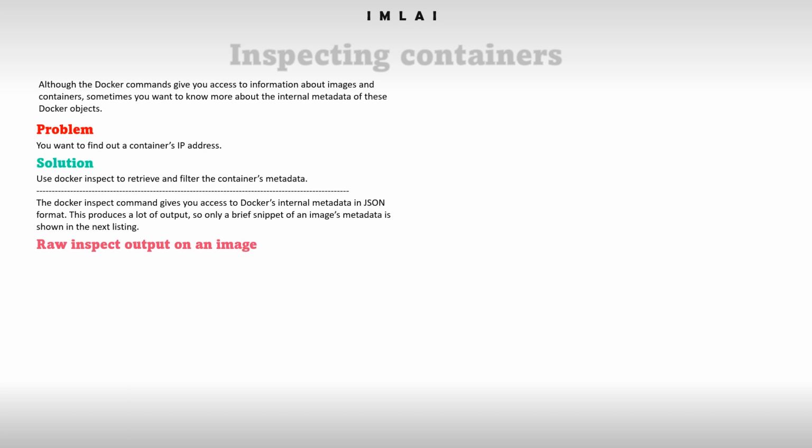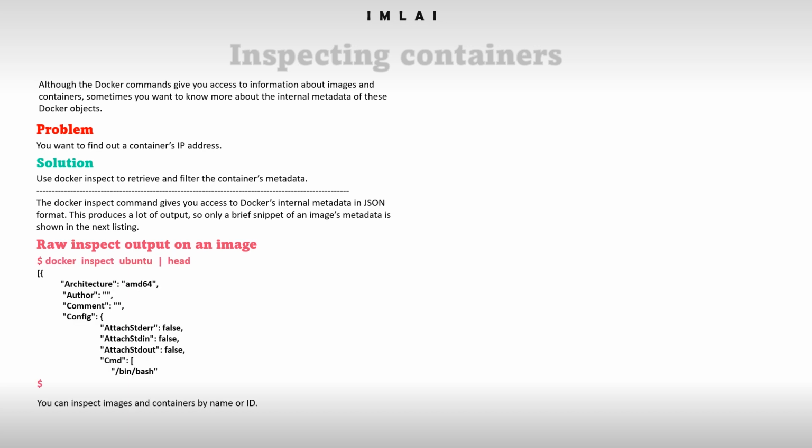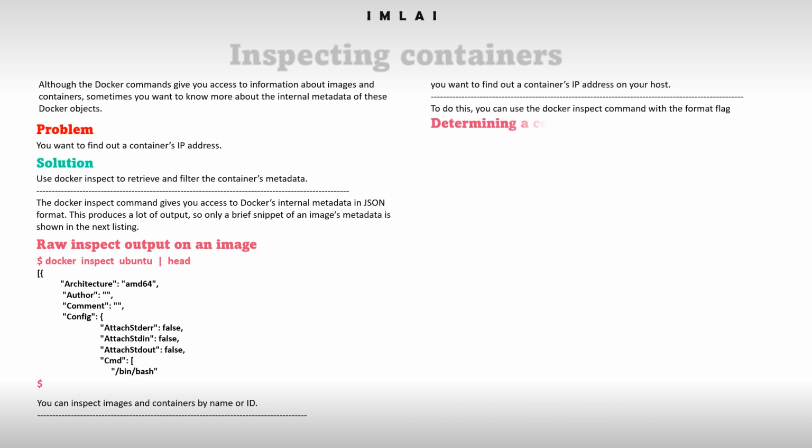When you give an inspect command, it throws out internal metadata in JSON format. This produces a lot of output, so only a brief snippet of the image output is shown on screen. It is a small part of the JSON output of the inspect command. So you can inspect images and also containers. If you want to get the IP address of a container, you can give a container name too. Okay, so let's look into this one by one.